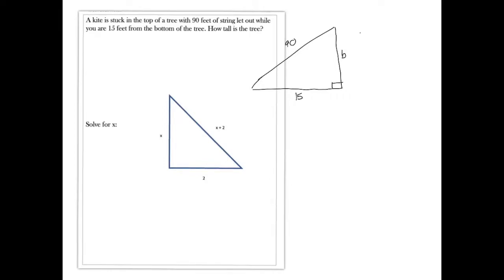So this means we have 15 squared plus b squared is equal to 90 squared. So we want to subtract 225 again because that's what 15 squared is equal to. And so we get b squared is equal to 90 squared minus 225. So we get 7,875. Again, we're going to be doing b is equal to the square root of 7,875.